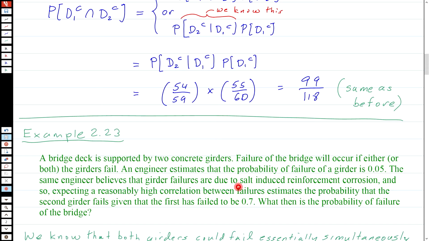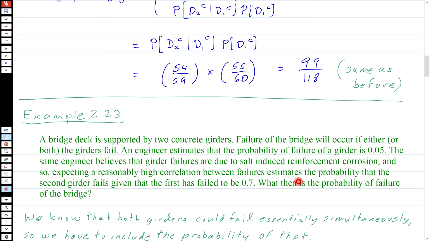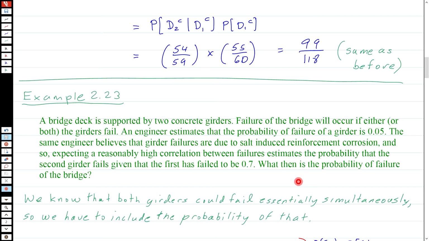So another example is this. A bridge deck is supported by two concrete girders. Failure of the bridge will occur if either or both girders fail. The engineer estimates the probability of failure of a girder is 0.05 and believes that girder failures are due to reinforcement corrosion, and expects a reasonably high correlation between failures, and estimates the probability that the second girder fails given the first has failed to be 0.7. What then is the probability of failure of the bridge? We know that both girders could fail essentially simultaneously, so we have to include the probability of that occurring.